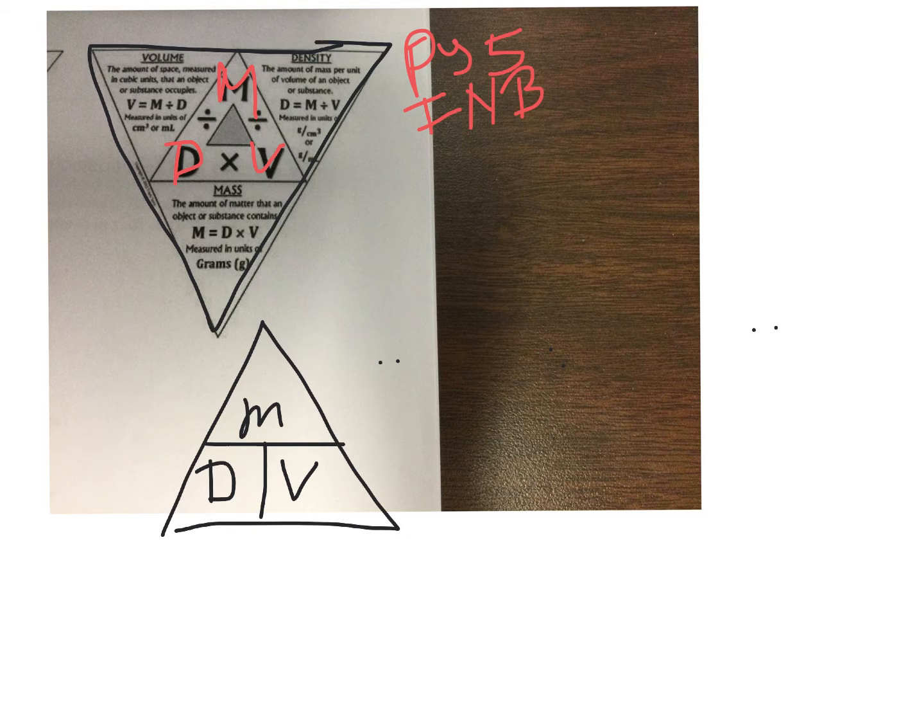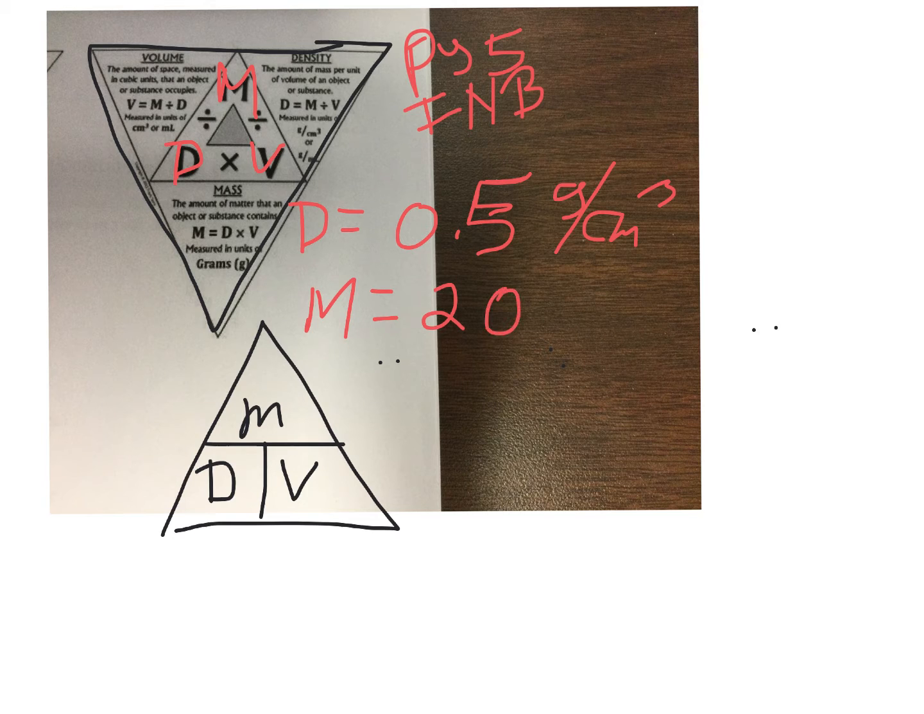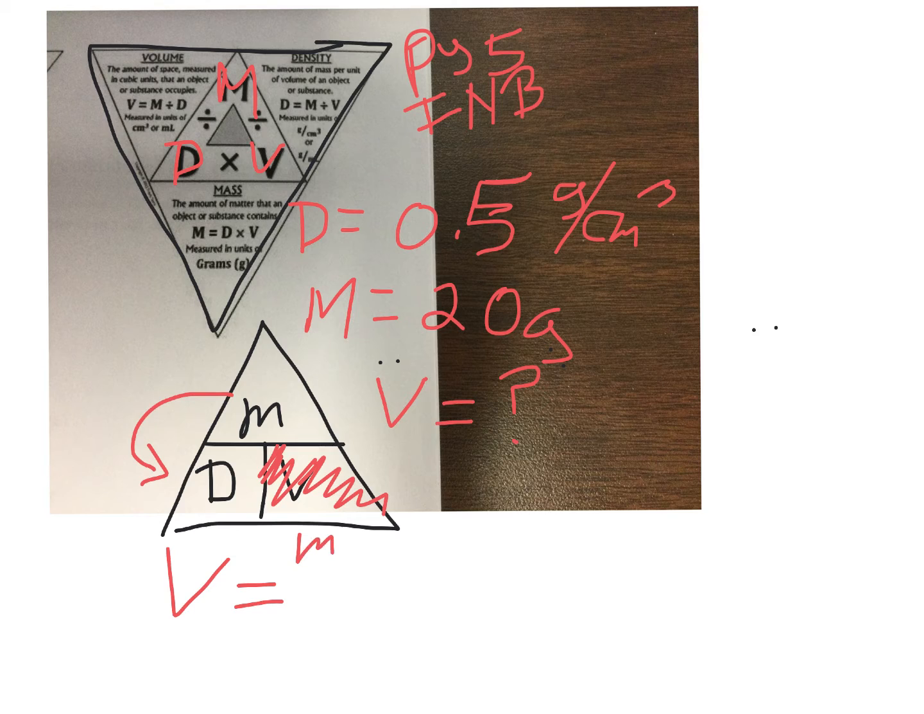Number 3. Okay, they're giving you density, which is 0.5 grams per centimeters cubed. Okay, and that's density. Then they're giving you mass that is 20 grams. So there they have a question mark on volume. So that means they're looking for volume. So on your triangle, you're going to cover the V. You see how I'm covering the V right there? And that means your formula is going to be mass divided by that density.